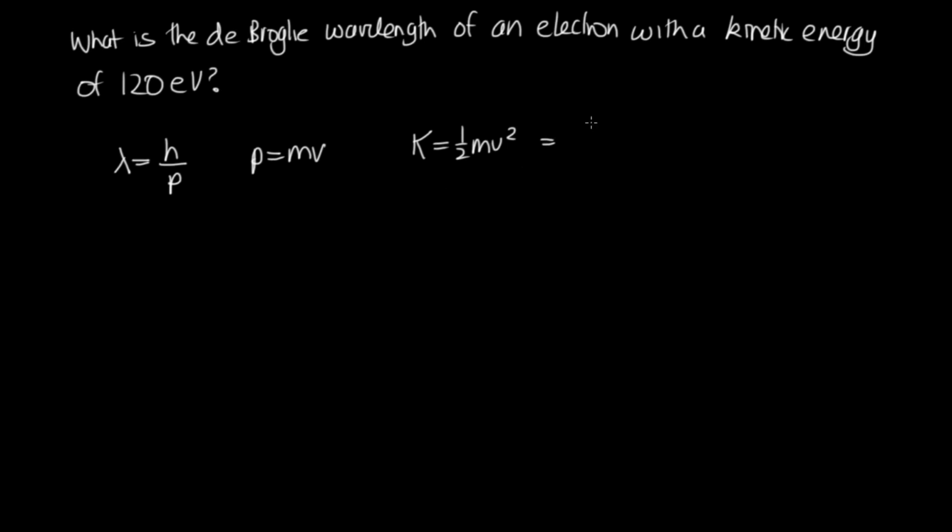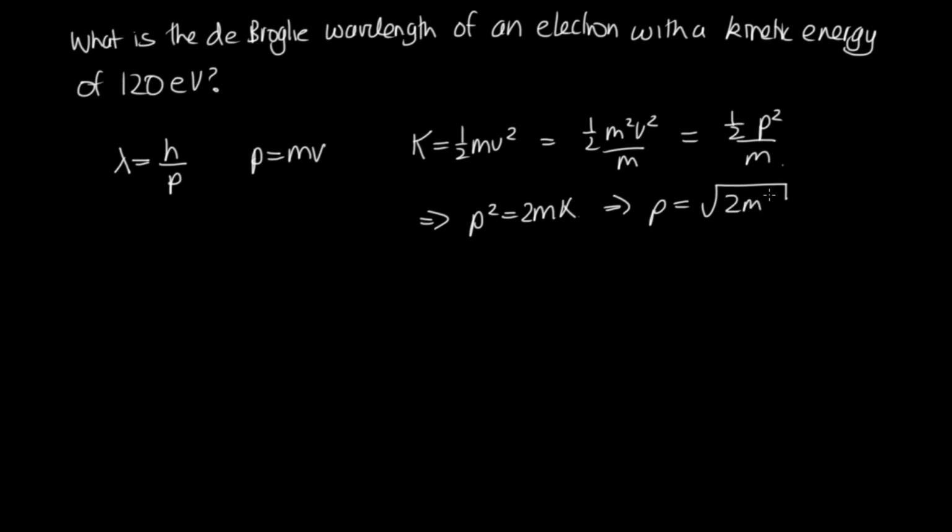So we can write this as a half m squared v squared on m. We've just timesed it by m and m there. And why we've done that is so that now we can say this is a half p squared on m, which allows us to rearrange. We're trying to find the momentum. So we've got p squared is equal to 2mK. So that tells us that p is equal to the square root of 2mK. So now what we can do is calculate p, and then we'll be able to get this wavelength.